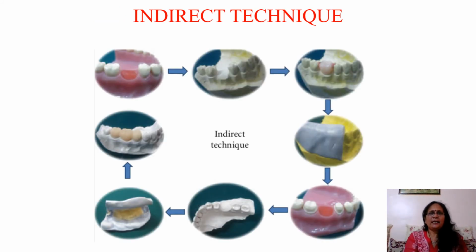As it is said, indirect means we don't do it directly in the mouth. After the preparation of the teeth, we have to make the impression, pour the cast, make the index, place the temporary restoration material in the index, and then prepare the provisional restoration on the cast. Trim off the excess, polish it nicely, and check it in the mouth. Check for the high points. Once the high points are removed, check for the fit, and then you can cement with the temporary cements.